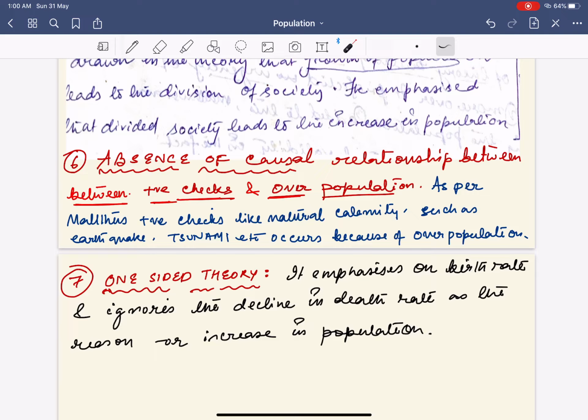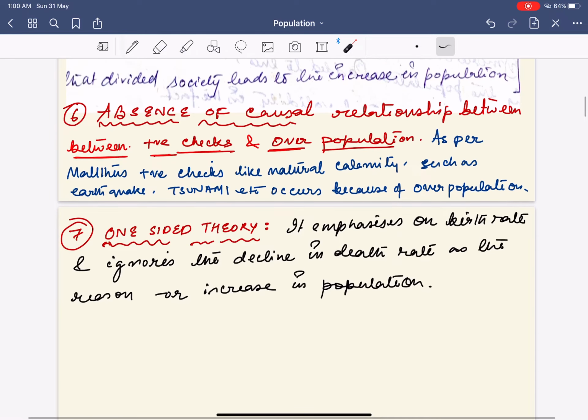Now let us say recently we witnessed the cyclone Amphan. Cyclone Amphan was not because India has 120 crore population. Cyclone Amphan arose because there was low pressure that arose in the Bay of Bengal. It is simple. Malthus said that if there is overpopulation, there would be the induction of the positive checks. Again, this theory was wrong.